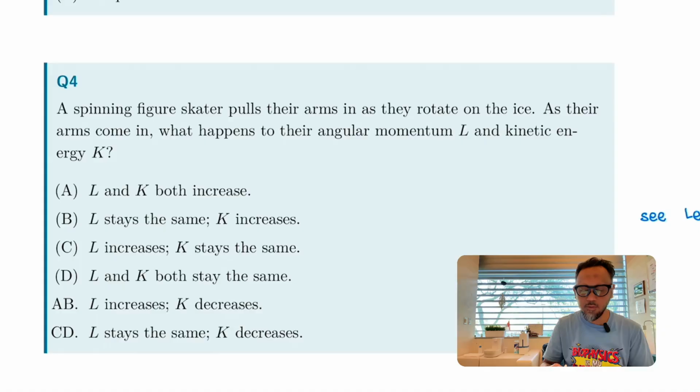The next one, we did it in class, so I'm just going to do it really fast. A spinning figure skater, again, here it doesn't have to be a figure skater. It can be an electron, it can be a Hoberman sphere, it could be a neutron star, right? A spinning figure skater pulls their arms in as they rotate on the ice. As their arms come in, what happens to their angular momentum L and kinetic energy K? So we know that K stays the same.